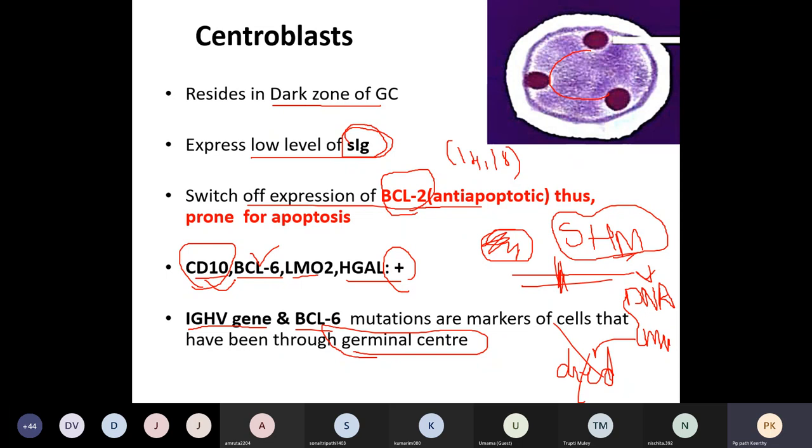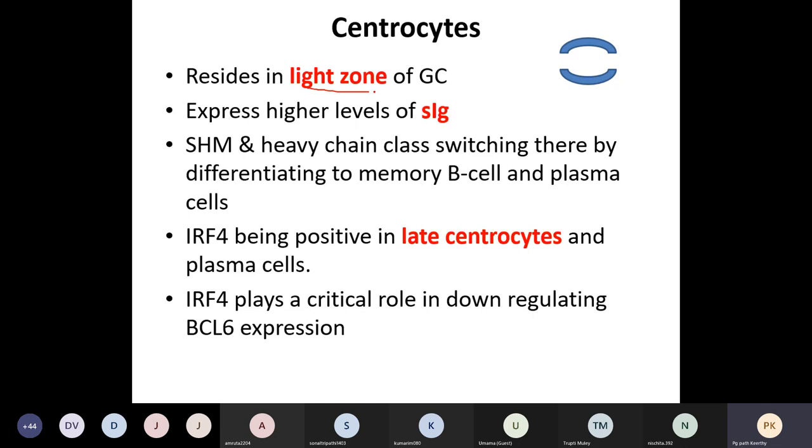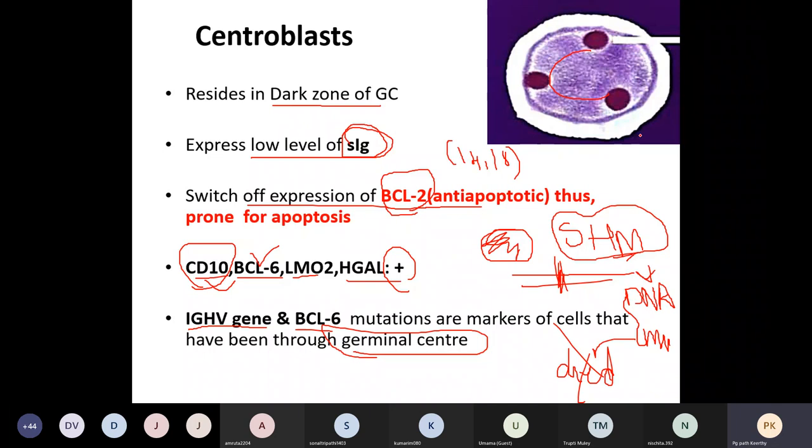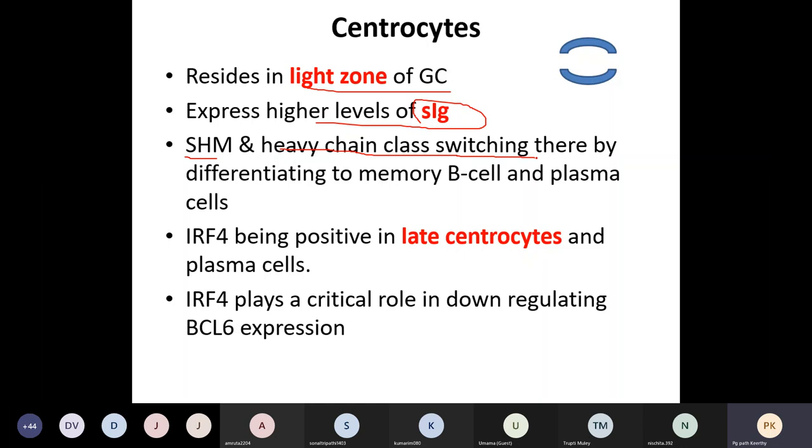So any lymphoma arising from the germinal center, you want to prove it, you will do BCL6 and CD10. Understood? Now, centrocytes will reside in your light zone, and they express high levels of surface immunoglobulins. Here it was low levels of surface immunoglobulins. And there will be somatic hypermutation and heavy chain class switching. So they differentiate into your memory B cells and plasma cells.